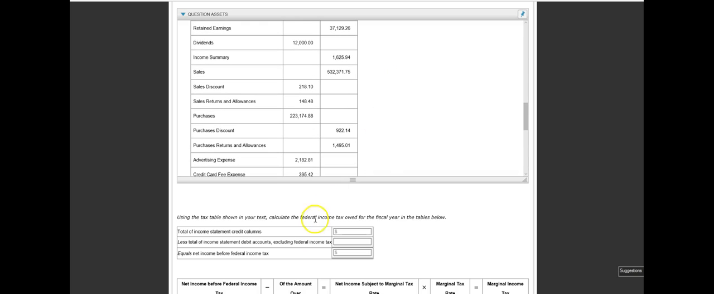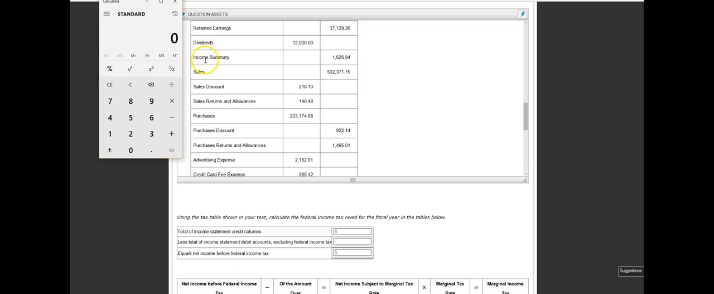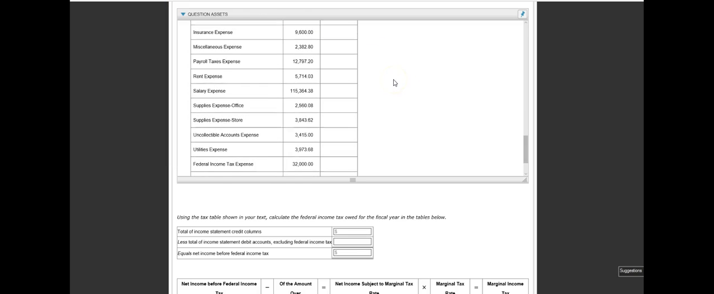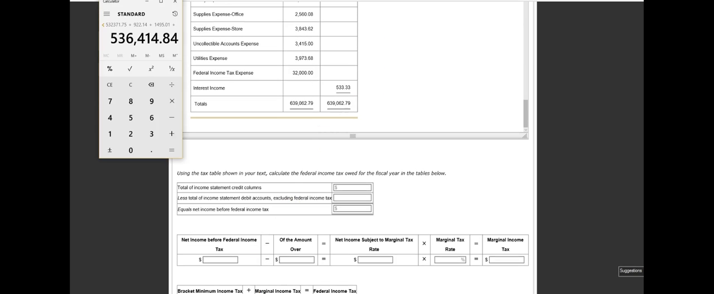This is stretching back quite a ways, so I'll remind you that means we started our income summary in our credit column and add all the way down. 1625, 532, 371, 922. I think that last one is 533. Yep. 533, 33. There we go. 563, 948, 17 goes right there. 536. I said that backwards.